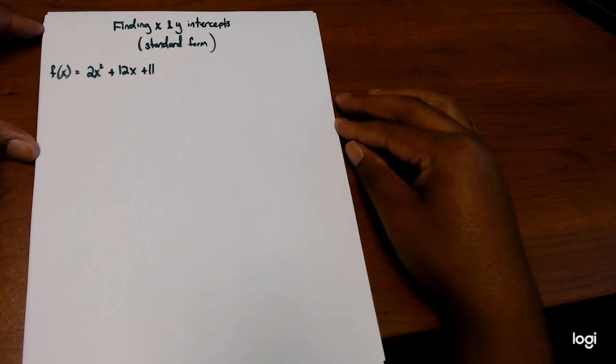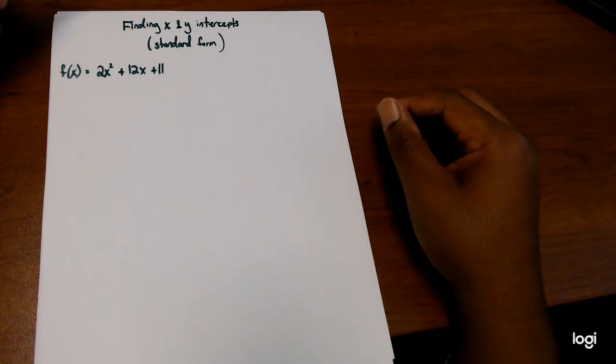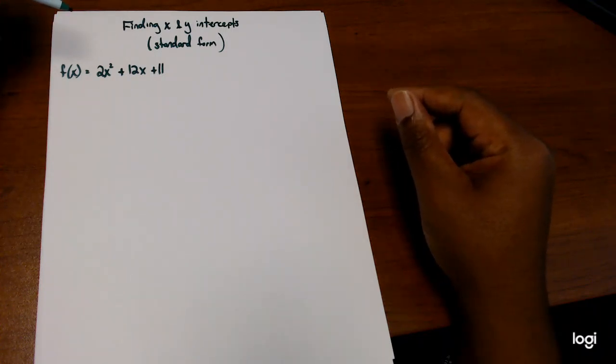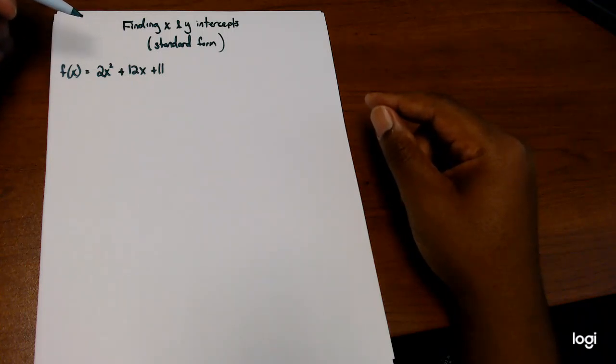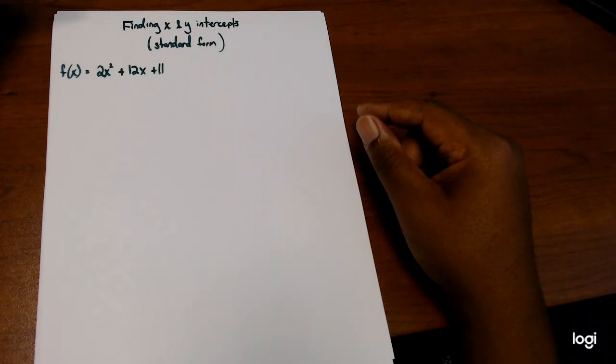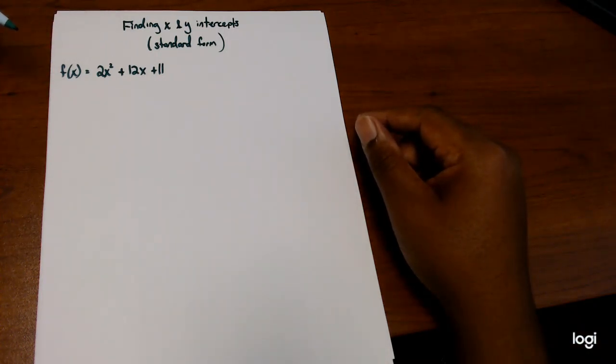And we are back again. And the last thing that we want to do is learn how to find the x and y intercepts of a quadratic function. We can do that whether the function is written in standard form or vertex form. You can see here that we're going to focus on standard form first, and in the next video, we'll find the x and y intercepts of this exact same function written in vertex form.